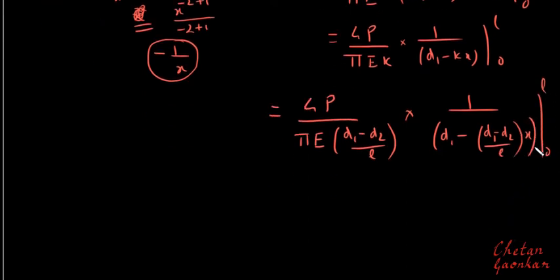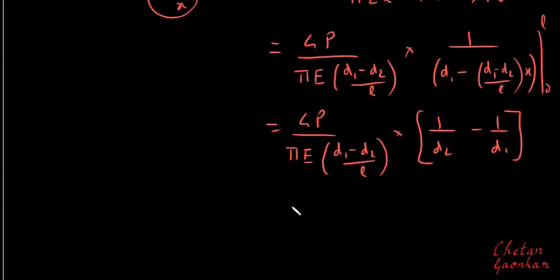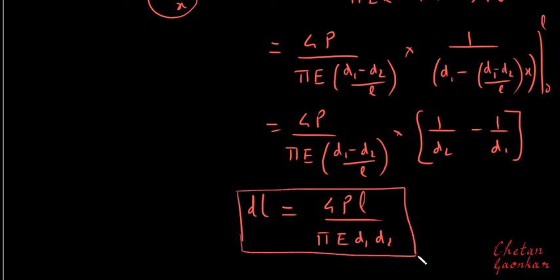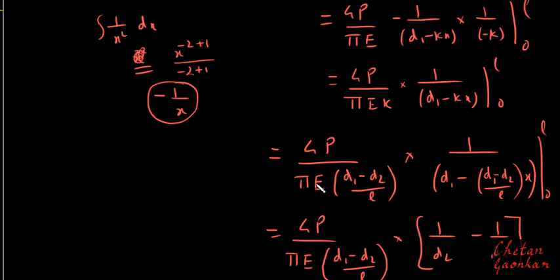Now if I further substitute the limits from 0 to L, I can write this as 4P divided by pi E, and this will be d1 minus d2 by L, and then finally I will get 1 divided by d2 minus 1 divided by d1 after substituting these limits. Upon further simplification, I can very easily write this as 4PL divided by pi E d1 d2. So this is the deformation in a bar whose cross-sectional area is circular and is uniformly varying over the length. So this will be the expression.